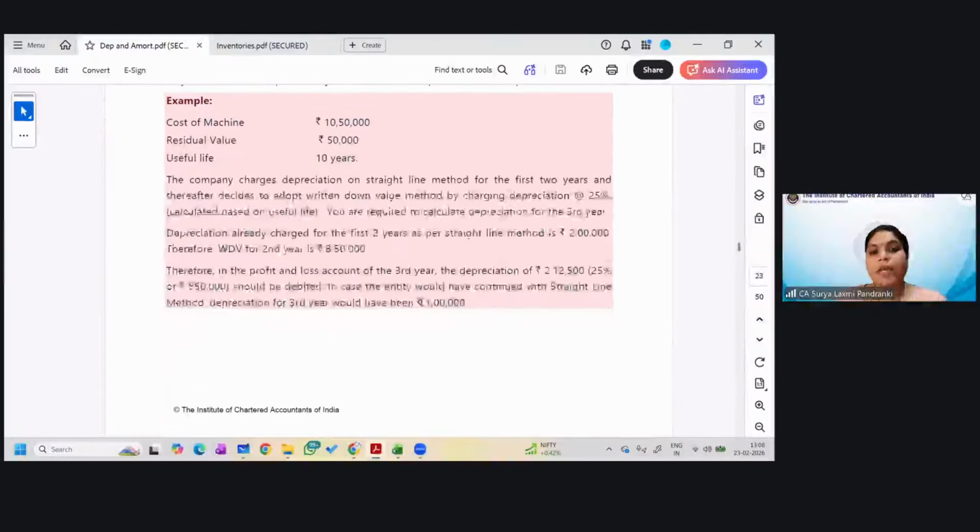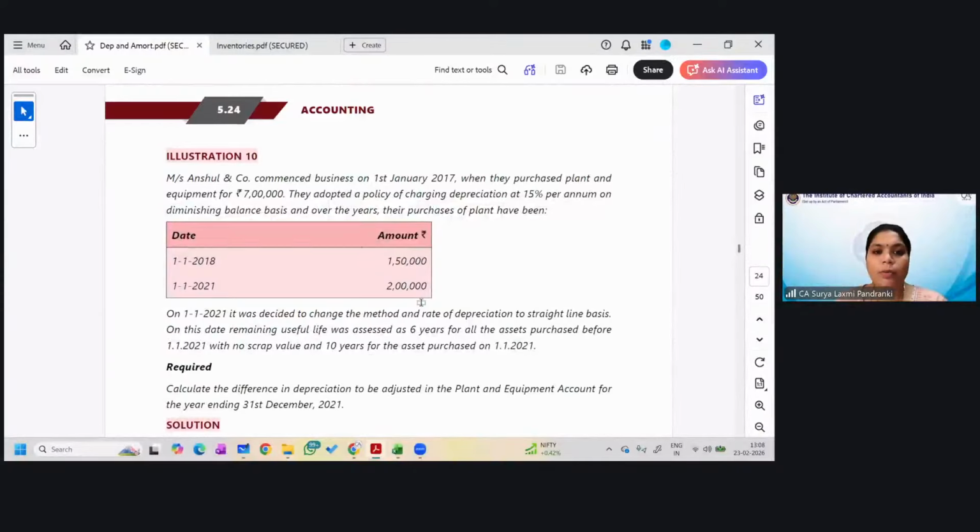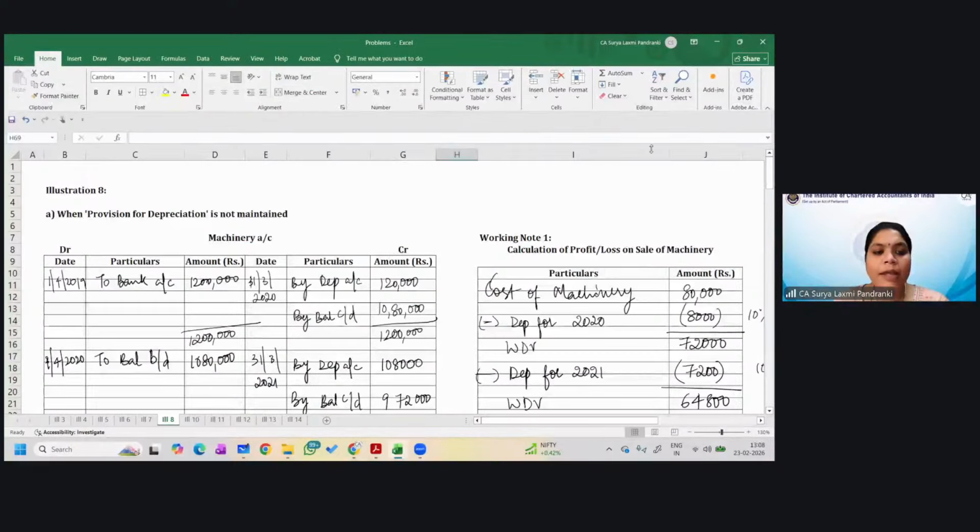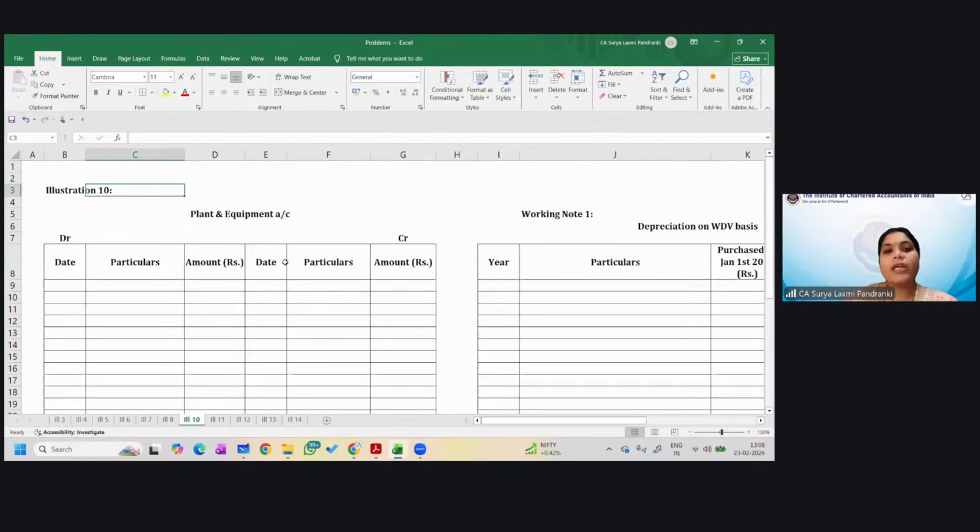Okay. Suppose you're changing the method of depreciation, how is it going to work? Which means I was following WDV and I want to change it to SLM, or I was following SLM and I want to change it to WDV. Then how will it work?